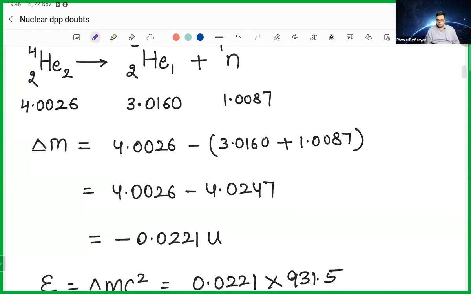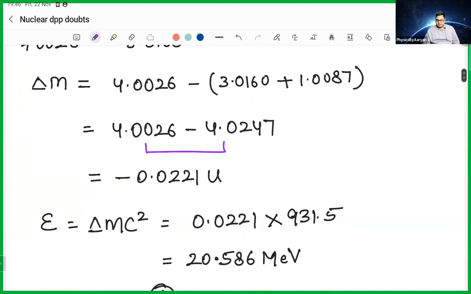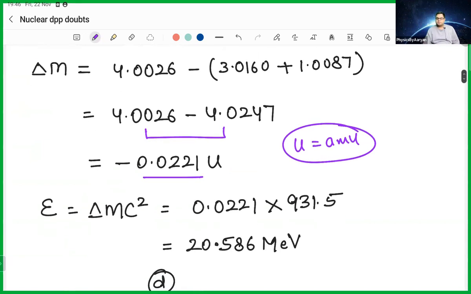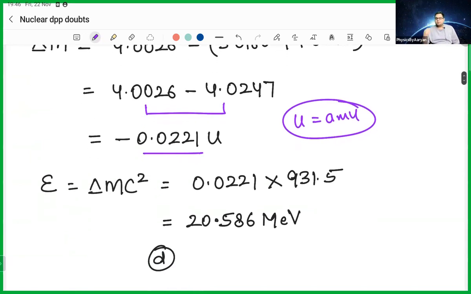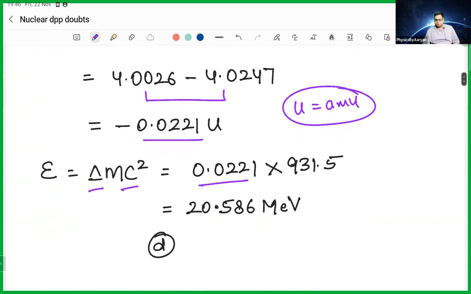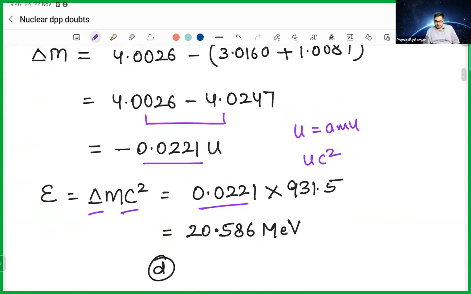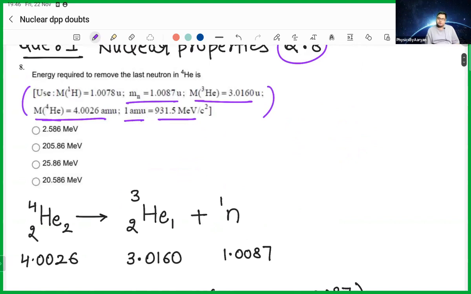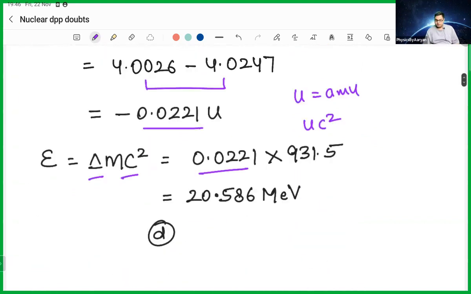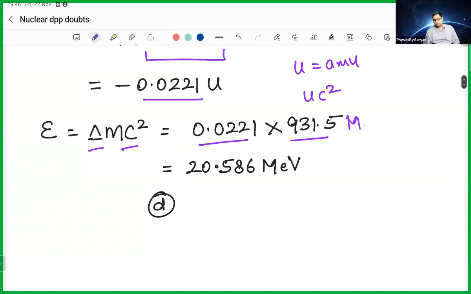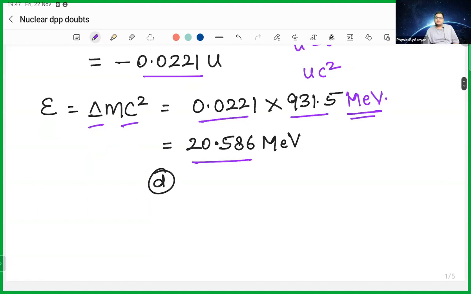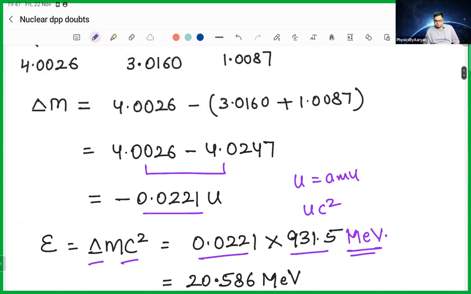What is the difference of mass? If I take the difference, I get 0.0221 u, where u is the atomic mass unit. Now I can convert this mass into energy, because energy is asked. That is mc square, where this is m and this is c square. So 0.0221 u into c square. It is given to you that 1 AMU into c square is 931.5 mega electron volt. If I multiply both of them, I get 20.586 mega electron volt, which is my option number D.